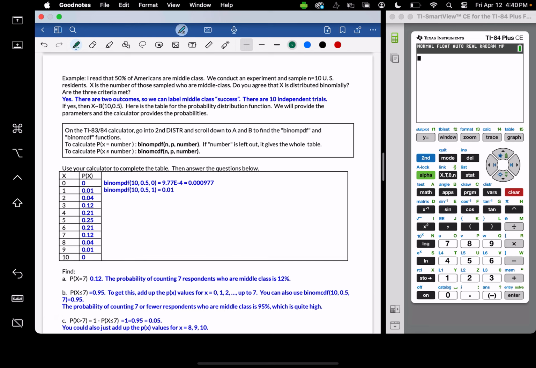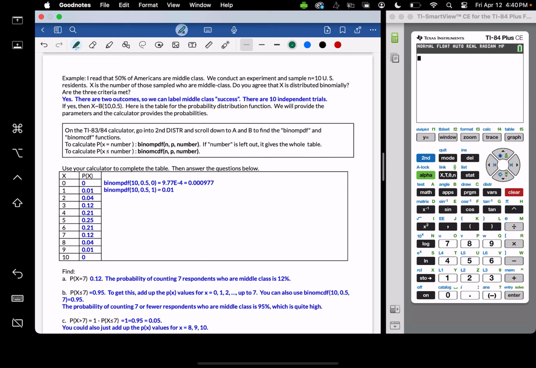So 50% of Americans are middle class. We're going to conduct an experiment and sample n equals 10 U.S. residents. X is the number of those sampled who are middle class. Do you agree that X is distributed binomially?